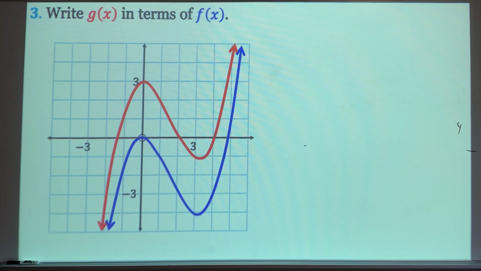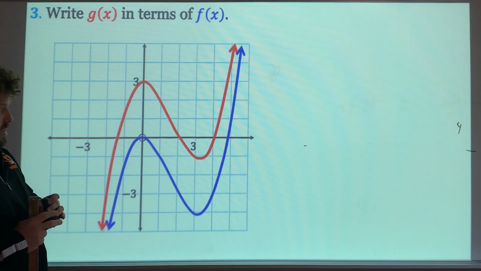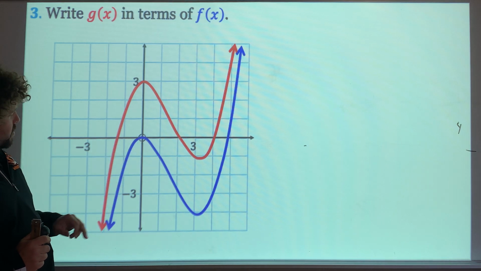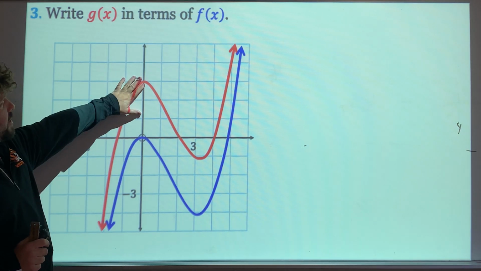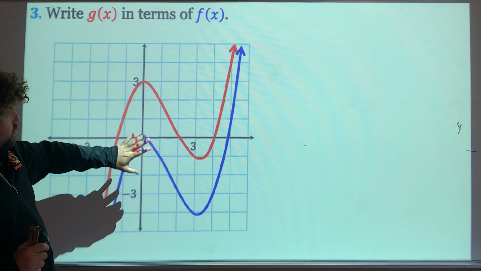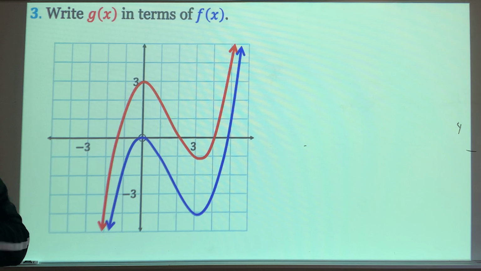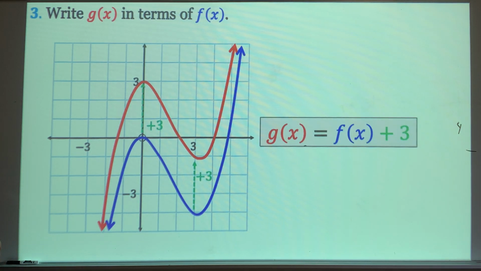I'm just showing you exactly what I'm doing. Okay. Now, we're going to go backwards. Write g of x in terms of f of x. So the way this works is fairly simple. g of x is my red graph right here. f of x is my blue graph. So g of x is the top graph. Now when you're writing in terms of f of x, g of x equals, what am I doing to f of x to get it to be g of x? I am adding 3, right? So g of x equals f of x plus 3. And that's it. That's all there is to it.